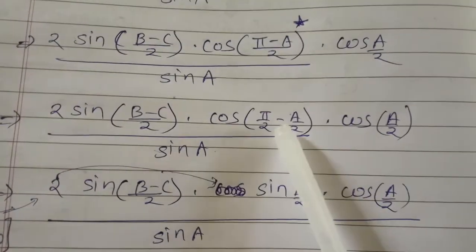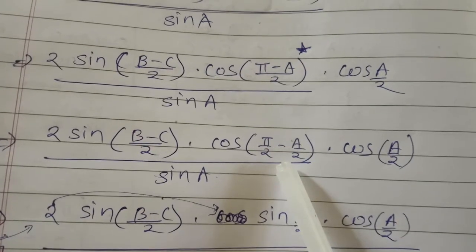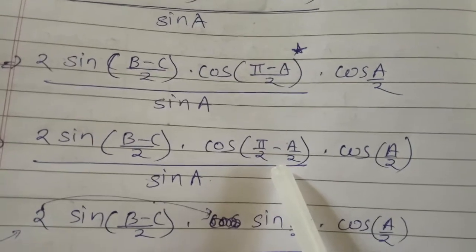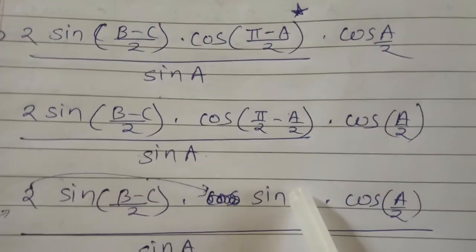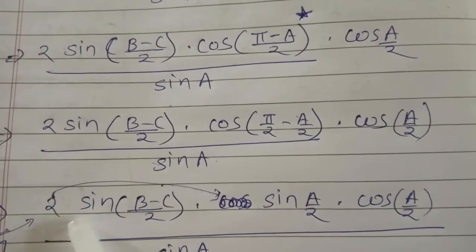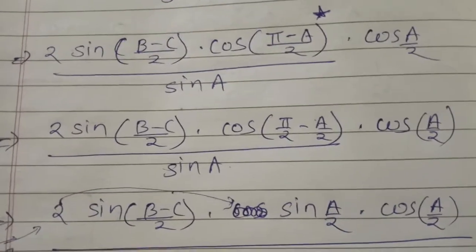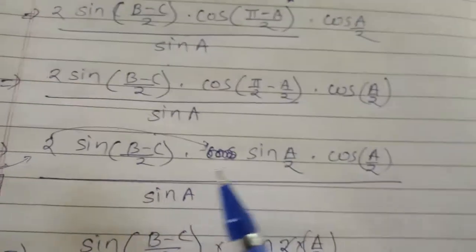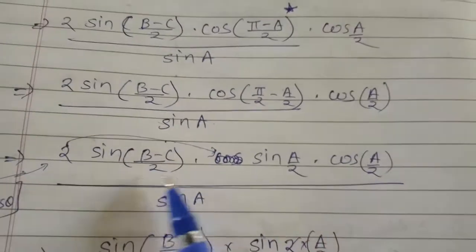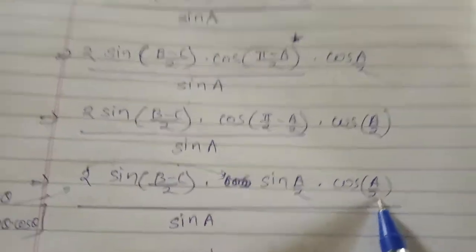And in 9th standard we learn the complementary angle formula of trigonometry, that is cos (90 minus theta) is sin theta. So you know this one. Now see the next step. Here we get 2 sin (B minus C) upon 2 into sin A by 2 into cos A by 2.